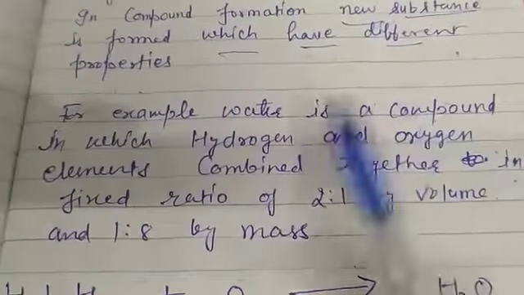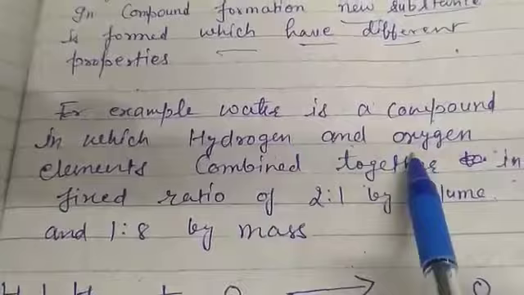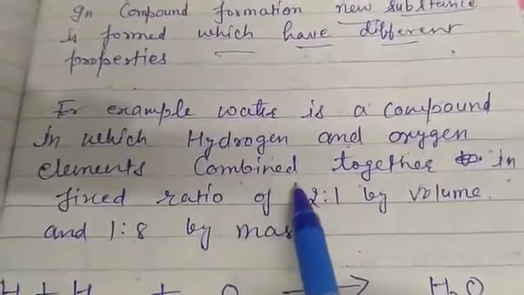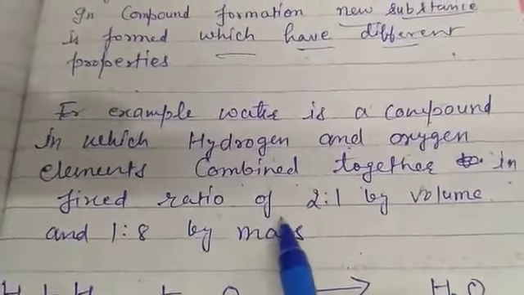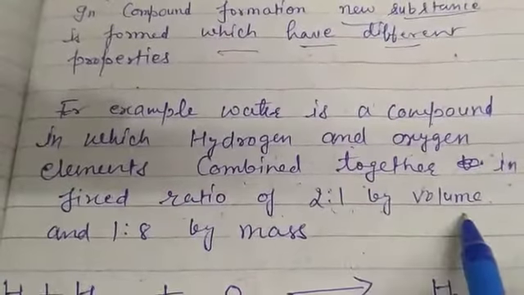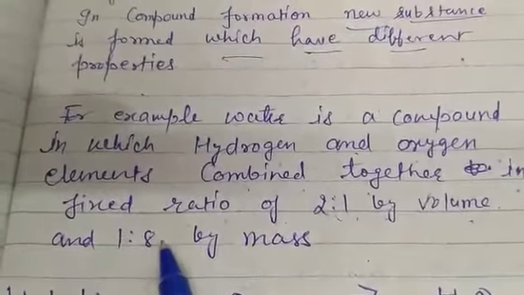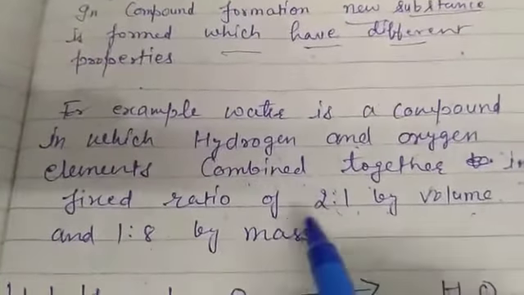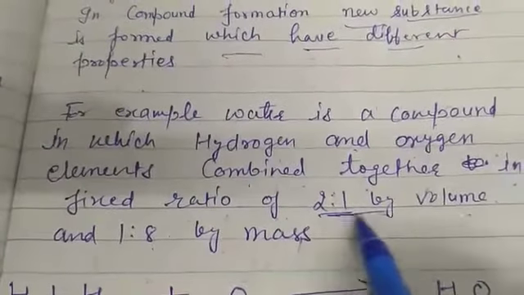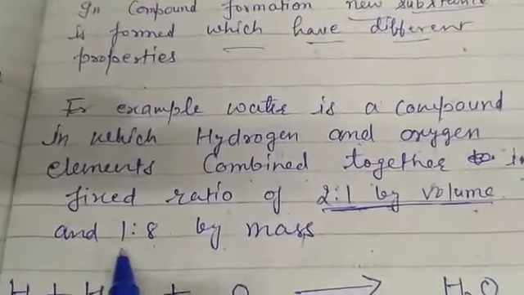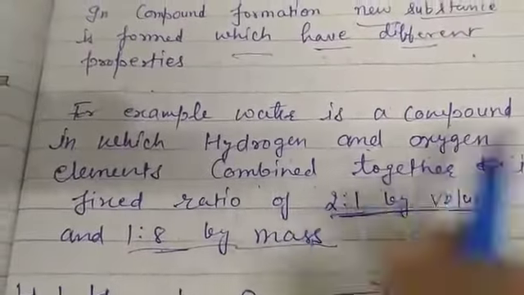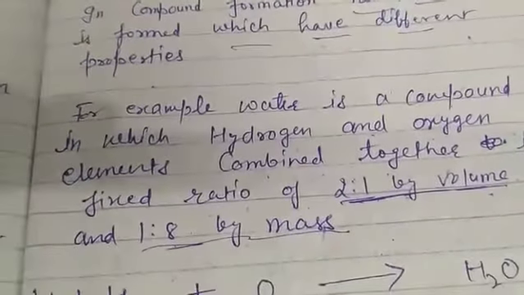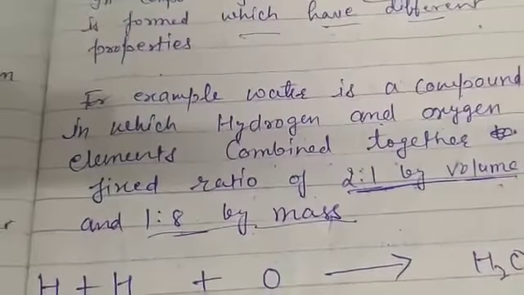Water is a compound in which hydrogen and oxygen elements combine together in a fixed ratio of 2:1 by volume and 1:8 ratio by mass. Now here two types of ratios are given. One is 2:1 by volume and one ratio is 1:8 by mass. Let me help you understand what is the meaning of ratio by volume and ratio by mass. Now we have taken here two elements, hydrogen and oxygen.